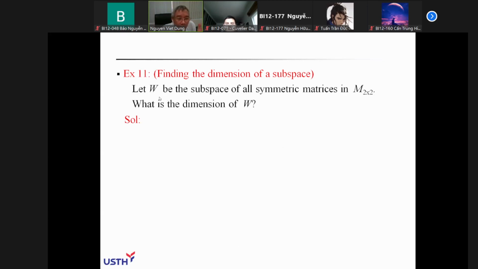Suppose that we consider W to be the subspace of all symmetric matrices inside M_{2×2}. And what is the dimension of W? We know before the break, at the beginning of today, that in our example W is already a subspace. Then the dimension.